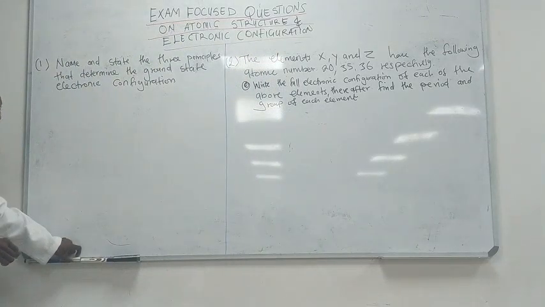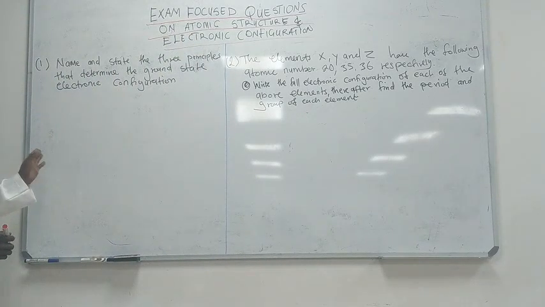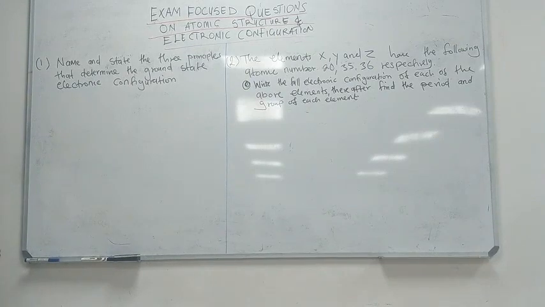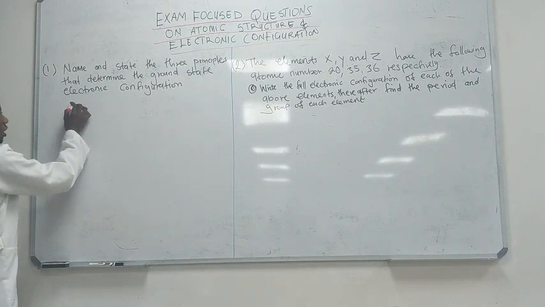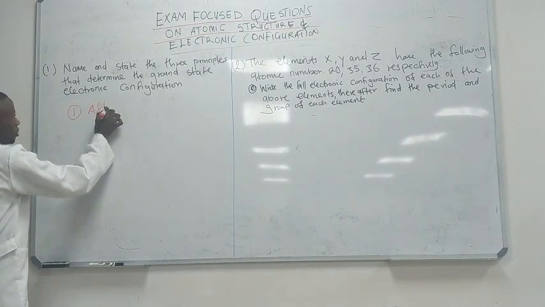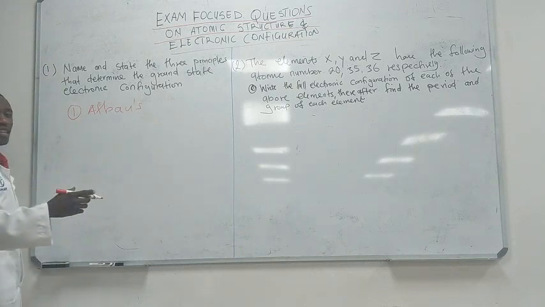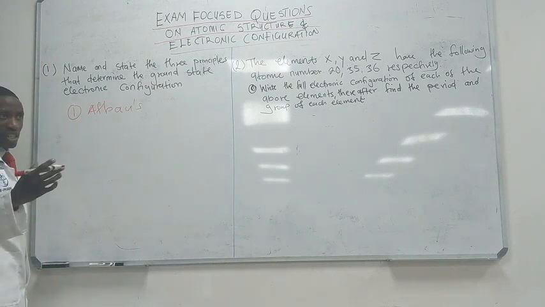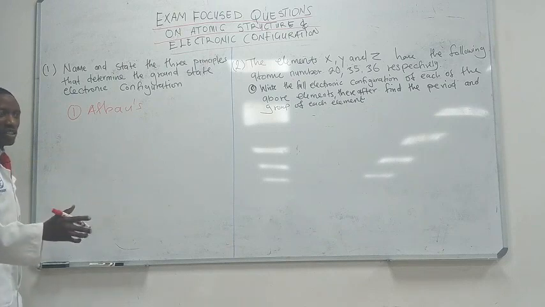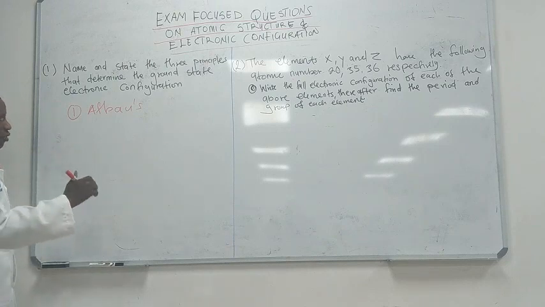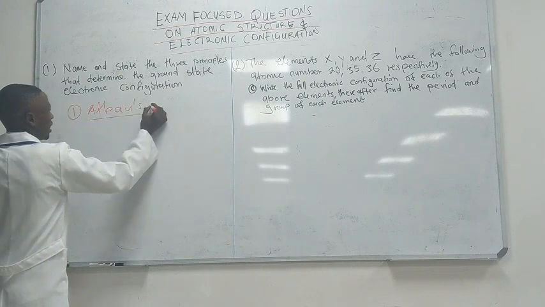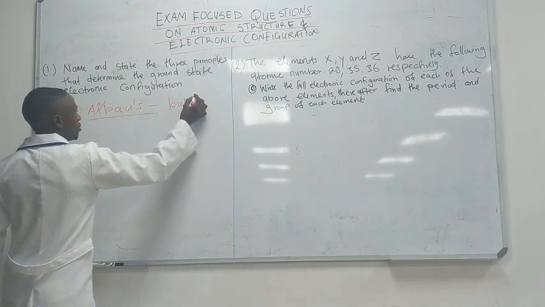Okay, so our first question says, name and state the three principles that determine the ground state electronic configuration. So we have three principles. The first principle that we are going to look at is Aufbau's principle. Aufbau is just a German word which means building up, just how we build buildings from low to high.